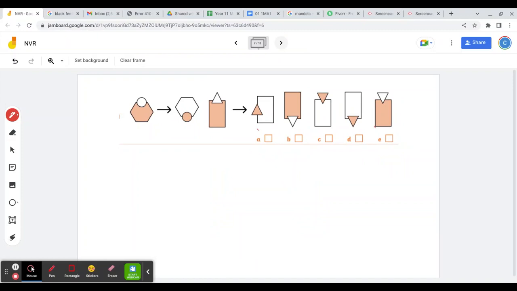Next one. Okay, so we have that upside down. So we don't want the triangle on the side, and we don't want the triangle on the top. We want it at the bottom. And we want a colour swap, so we don't want that rectangle white anymore, orange anymore.